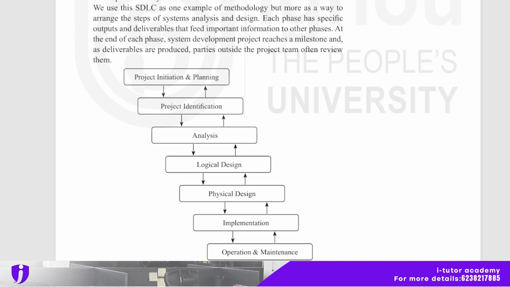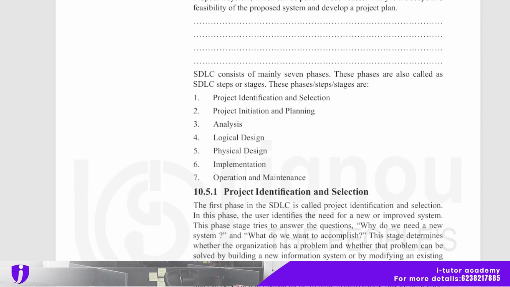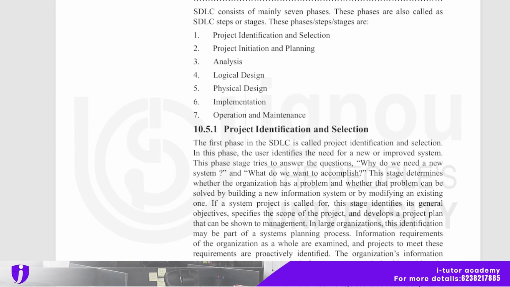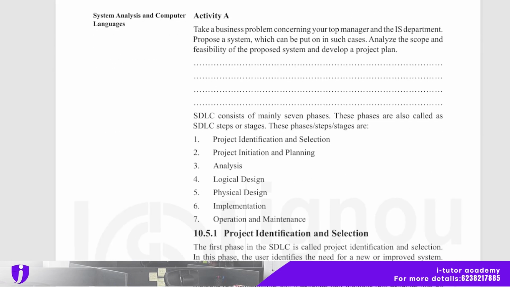It is a round figure. So the phases are round also, so it repeats again and again. Okay, so activity A is here based on this. Try to do it. And SDLC consists of mainly 7 phases. So there is project identification, which we already discussed, project initiation, planning, analysis and logical design, physical design, implementation, operation and maintenance. Okay. So this is about today's section, and one by one we will explain in the next sections. So today this is okay.